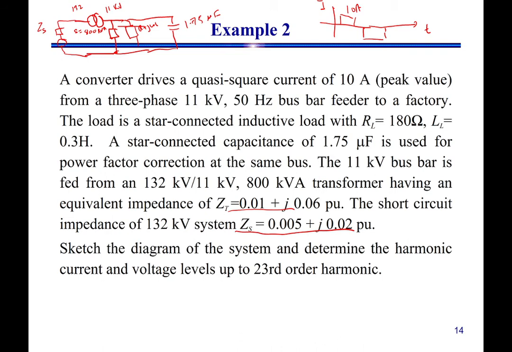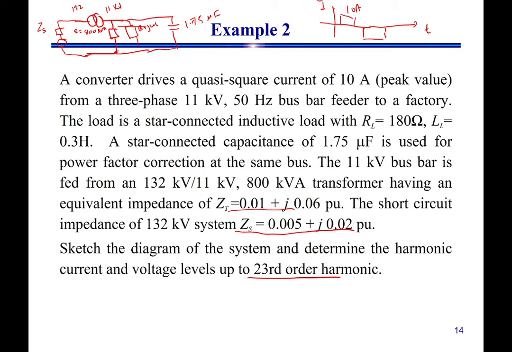Now over here, it says to sketch the diagram of the system and determine the harmonic current and voltage up to the 23rd harmonic. First of all, we need to determine those harmonics. We have a current waveform which looks like a square wave, so we need to do a Fourier analysis for the current waveform.